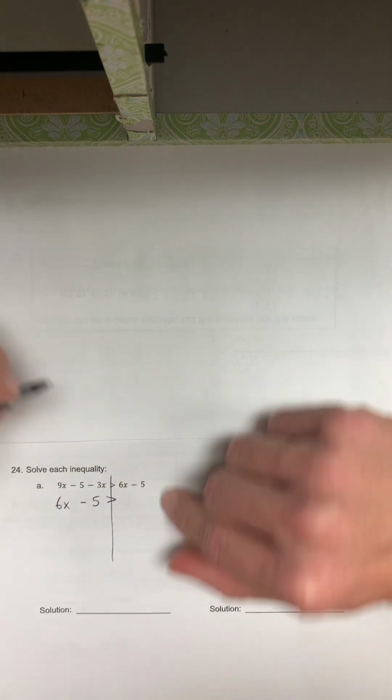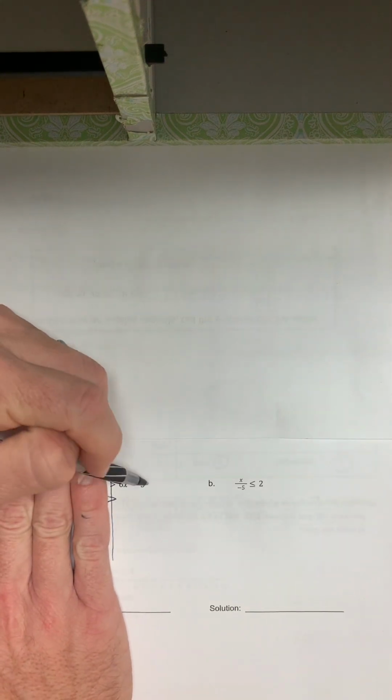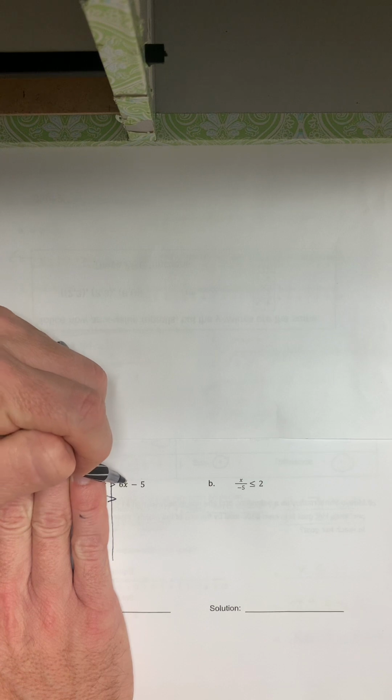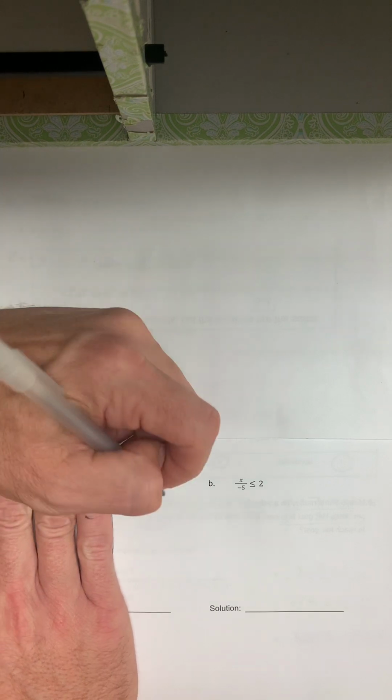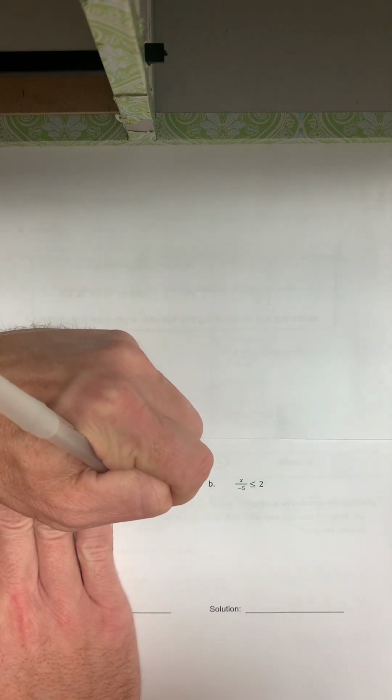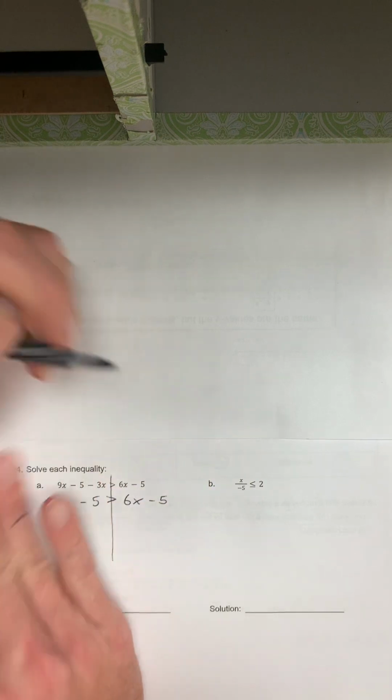All right, I'll put my symbol over here. Are there any like terms over here? Can I combine these? This has an x with it, this doesn't. Nope. So I'll just write it down, 6x minus 5.